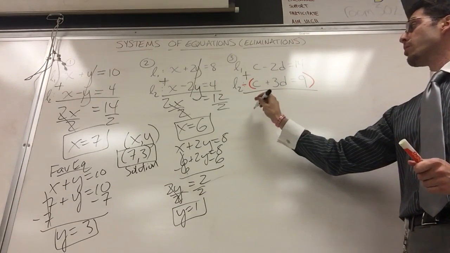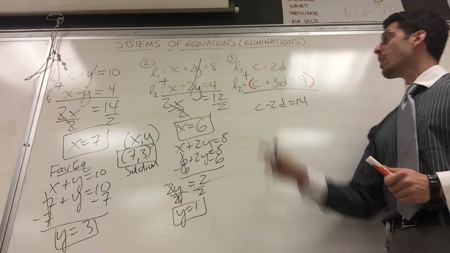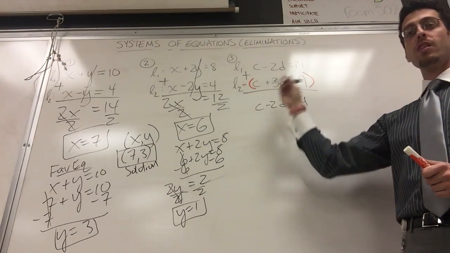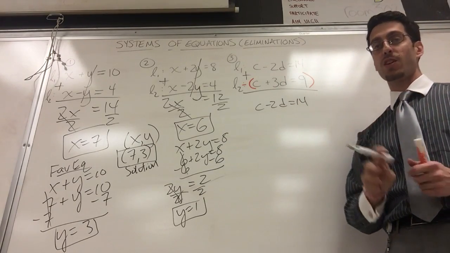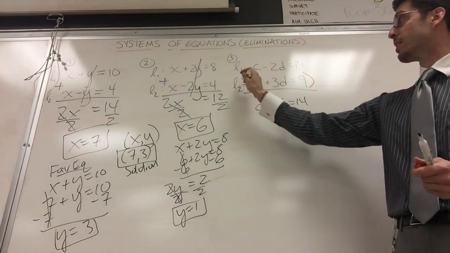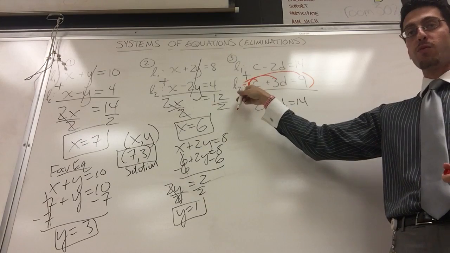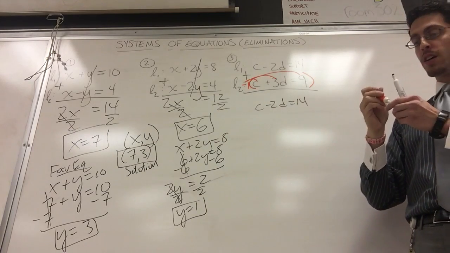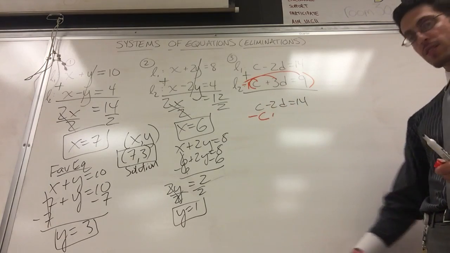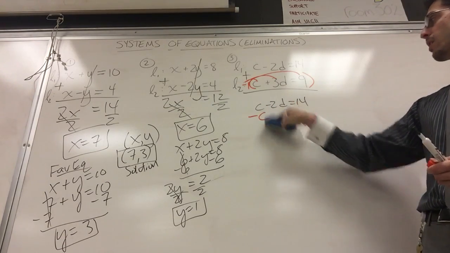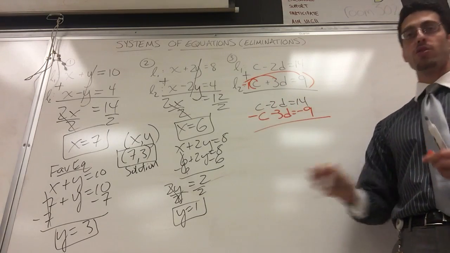I didn't touch line 1, so I'm going to write line 1 again. Line 2, I'm just going to change all the signs. You're allowed to do whatever you want as long as you do it to all terms in the equation. So I'm going to, in effect, distribute a negative, also known as a negative 1, to every term. Changing line 2 to negative c, no more plus. Now that's going to change signs to negative 3d equals negative 9. All I did was change all the signs.